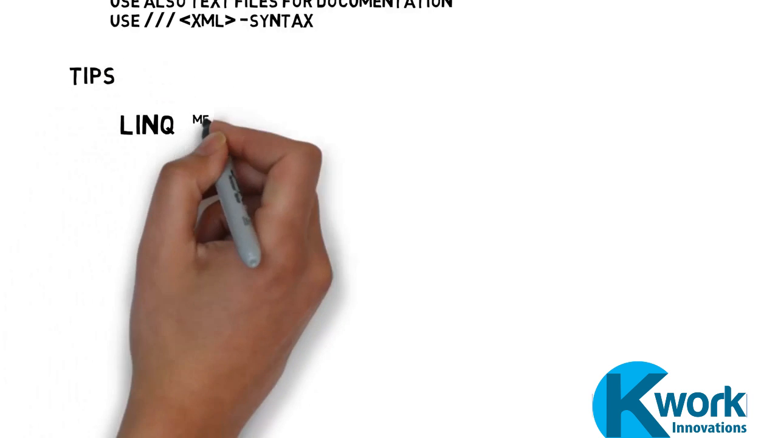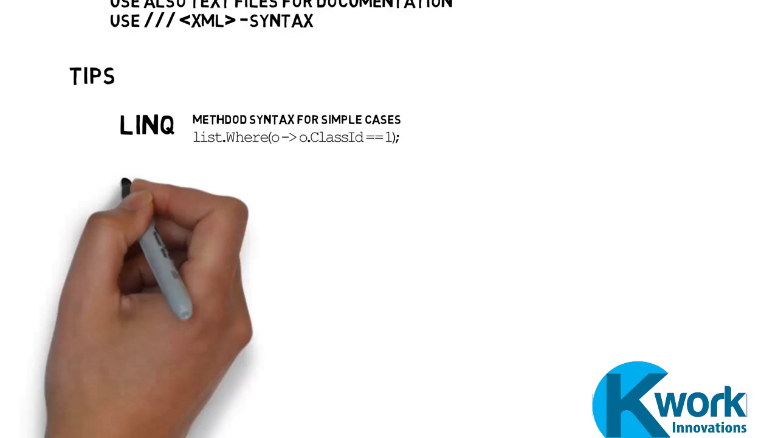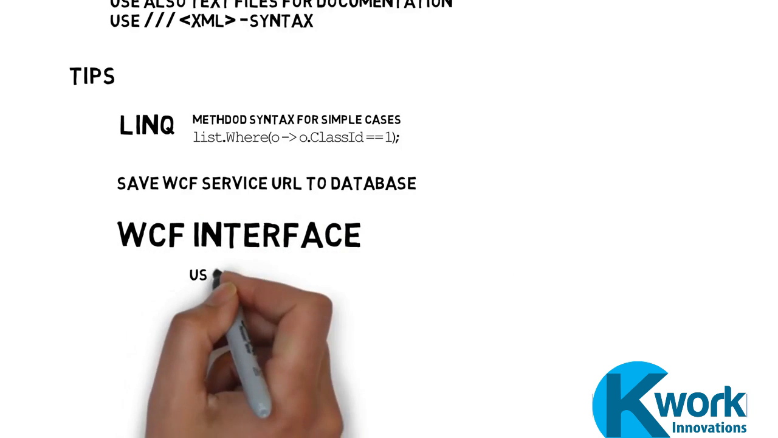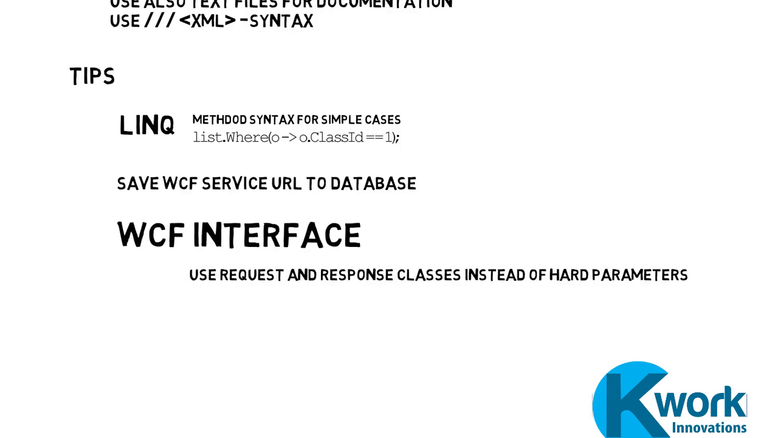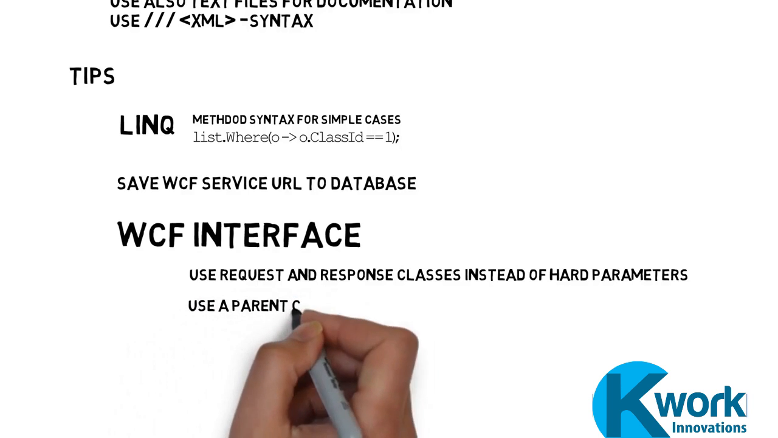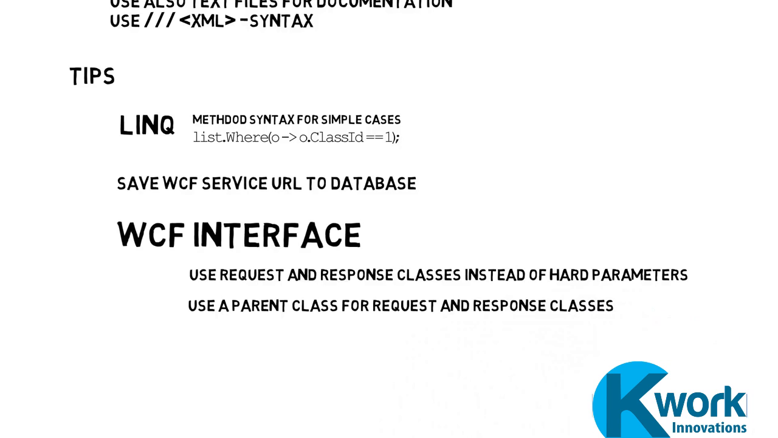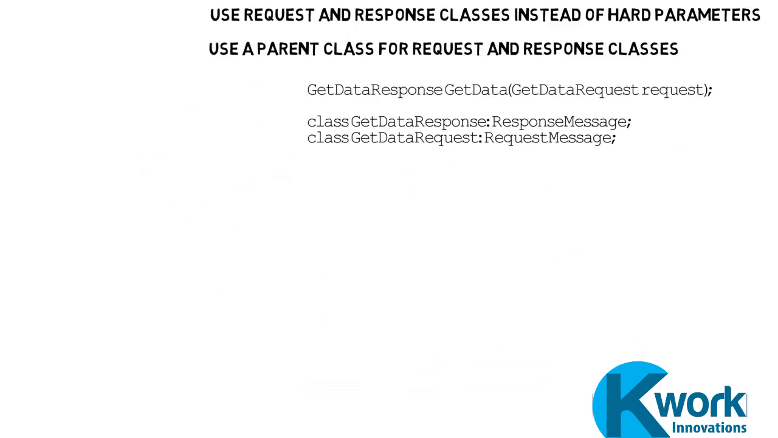Here are some tips for development. Use LINQ method syntax for simple queries. Save the WCF service URL to the database and do not hard-code it inside the classes. And when designing the WCF interface, use request and response classes in the signature. This will help when you need to add new fields to either the request or the response. It is also a good idea to have a parent class for both request and response classes. This will help you add things like verification, authentication, message versioning, and language information later if needed.